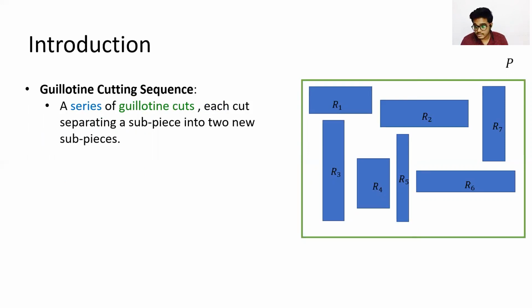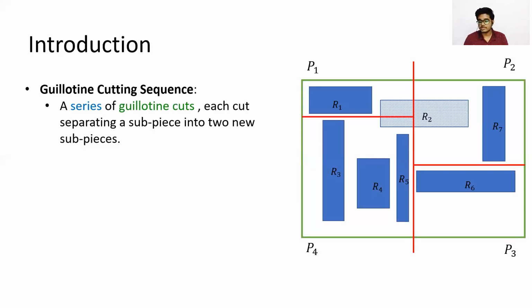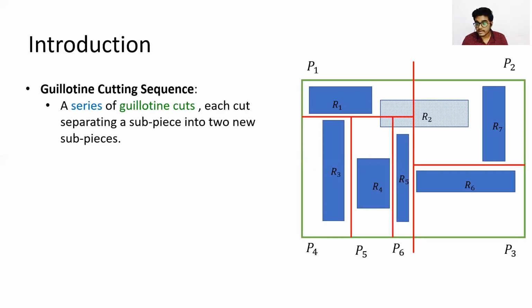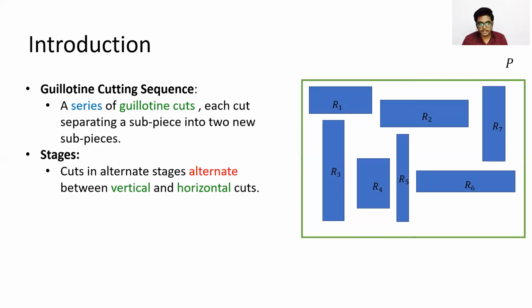Right, guillotine cutting sequence. What is a guillotine cutting sequence? It is a sequence of guillotine cuts. Each guillotine cut divides the subpiece into two new subpieces. Right, so if you can see an example, the first cut divides P into P1 and P2. Second cut divides P2 into P2 and P3 and so on, until each subpiece has at most one rectangle in it. Right, that is a guillotine cutting sequence.